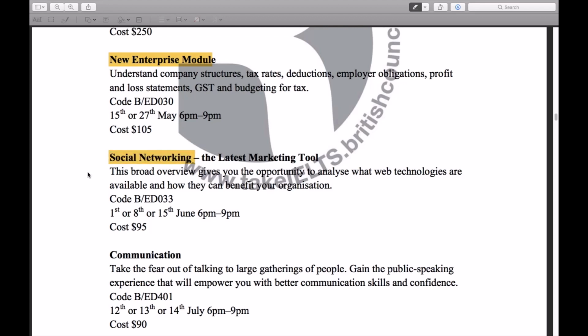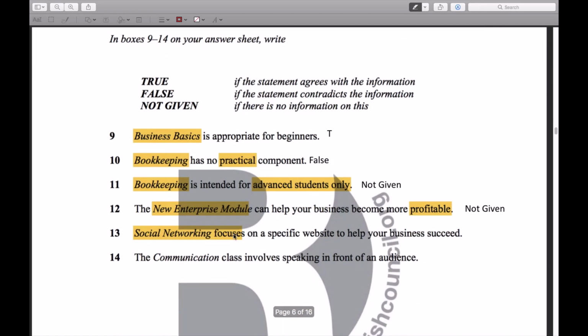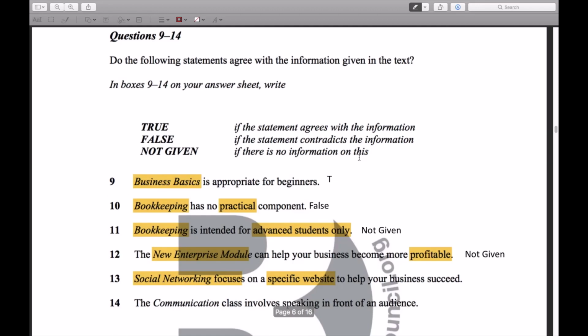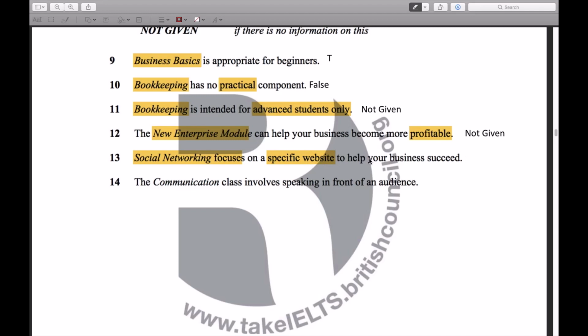Social networking. This broad overview gives you the opportunity to analyze what web technologies are available and how they can benefit your organization. So this is false, because here it says, does it focus on a specific website? And here it says to analyze what web technologies are available. It talks about many different web technologies. So it talks about the opposite thing, which is not one specific website but different web technologies.